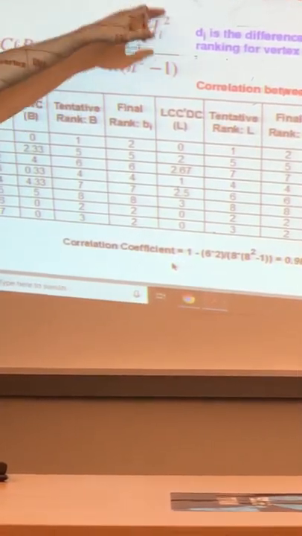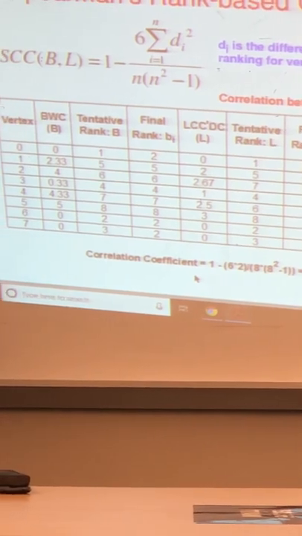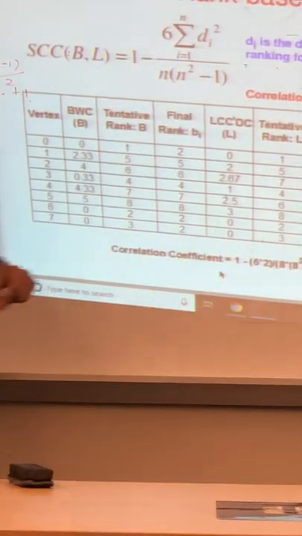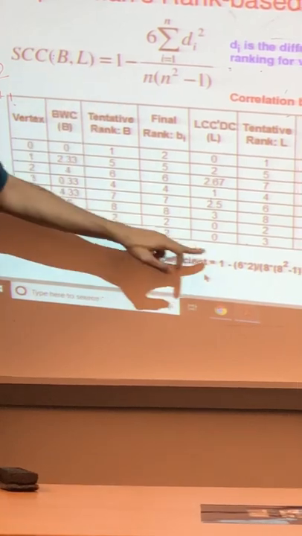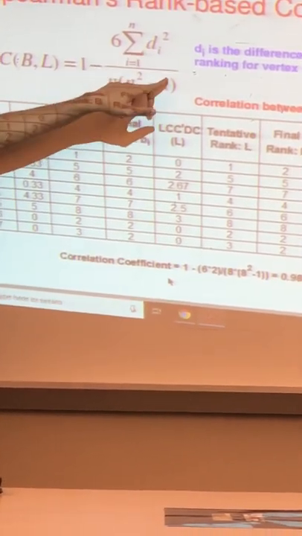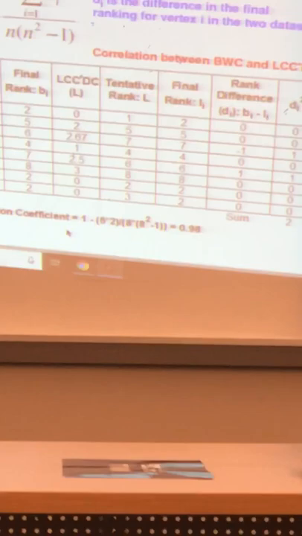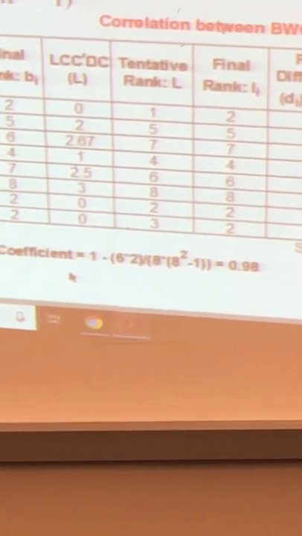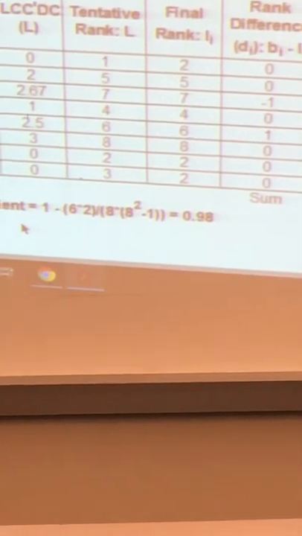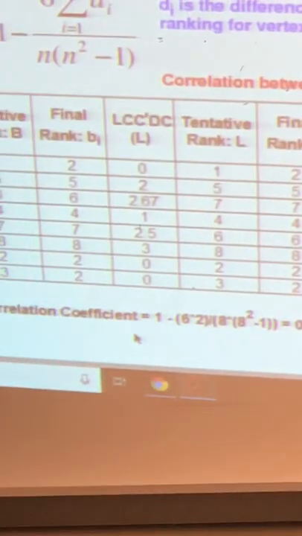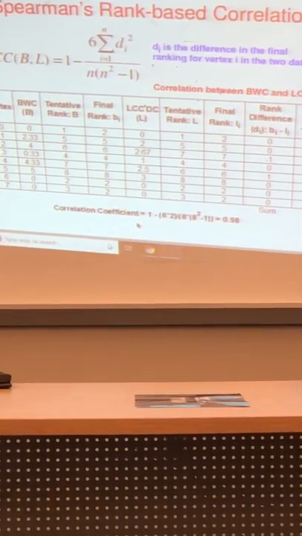So 6 times the sum of those squares of the differences in the ranking, divided by n times n squared minus 1, where n is the number of vertices. So in this case, 8 vertices. The whole thing, do 1 minus that. So 1 minus 6 times 2 divided by 8 times 8 squared minus 1 comes up to a very large value, 0.98. So that is the correlation. 0.98 is very close to 1. So the ranking of the vertices based on betweenness centrality and based on LCC prime DC is very similar to each other. So that is how you compute the Spearman's rank-based correlation coefficient.